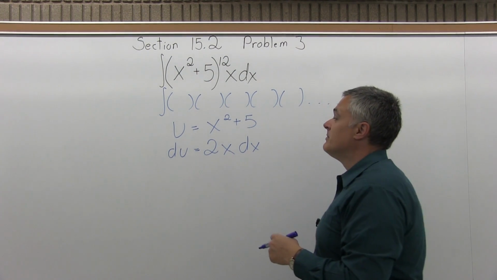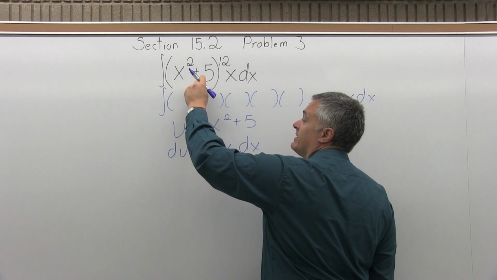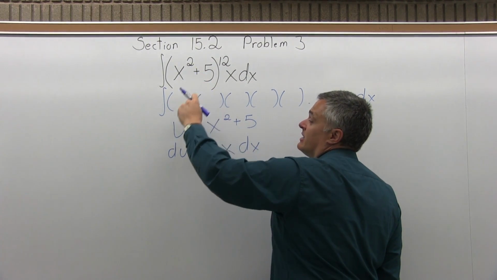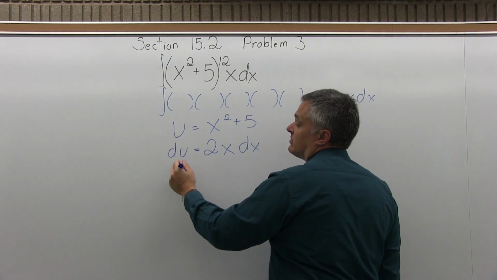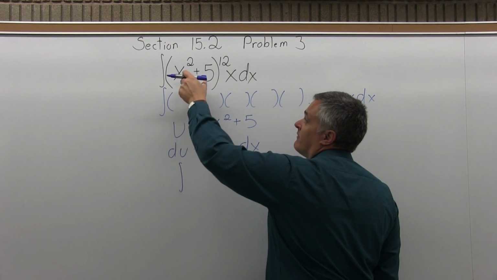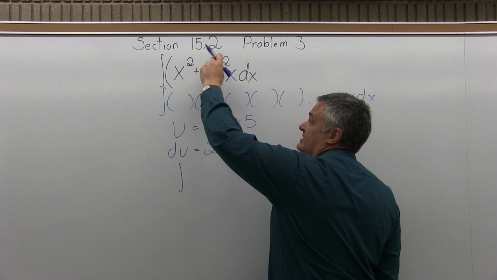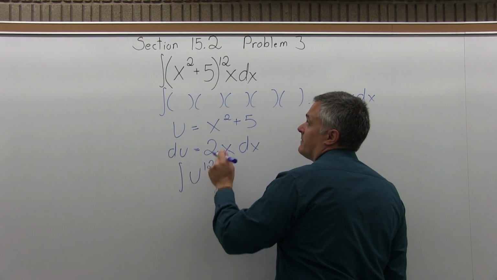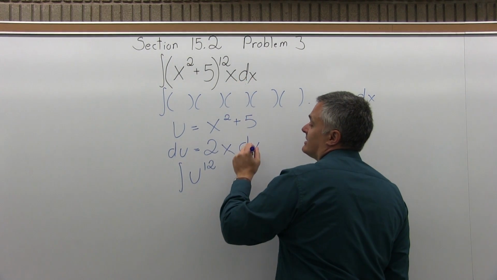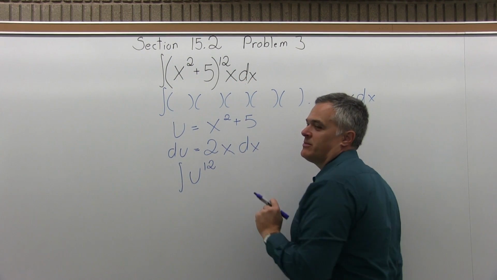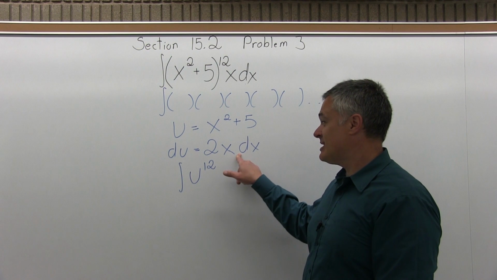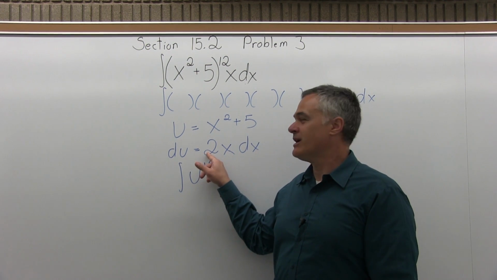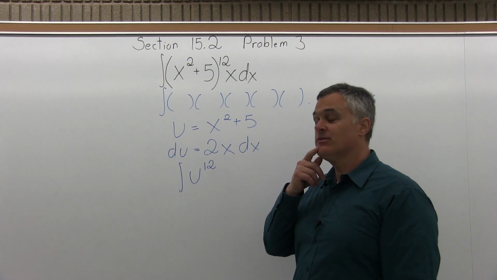Now the third part of the process is to rewrite this original problem with the x's in terms of the new variable u. So the integral of x squared plus 5 to the 12th power becomes simply u to the 12th power. The x dx, I have a little bit of a problem there. I have x dx, that's pretty close, but I have a 2. What do I do with that? Well, I can cancel that too, right?